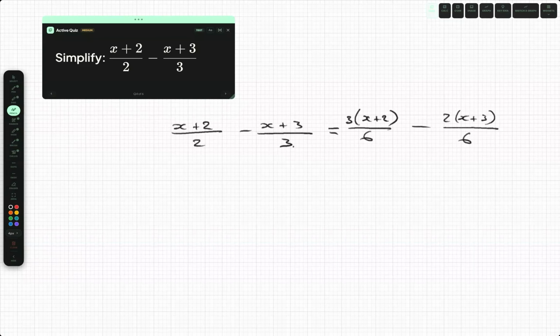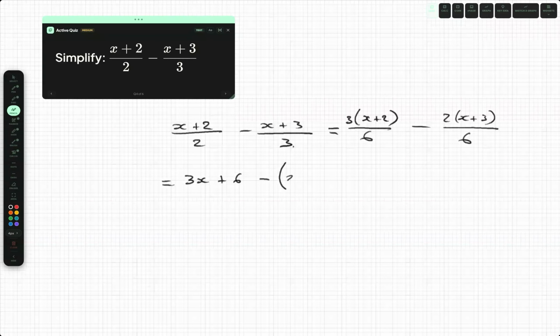Okay, expand, and then we will simplify. So we got 3 times x, which is 3x, and 3 times positive 2, which is positive 6. Minus, and we'll put the result of this into brackets just so we get our sign consistent. 2 times x, which is 2x, plus 2 times 3, which is 6.